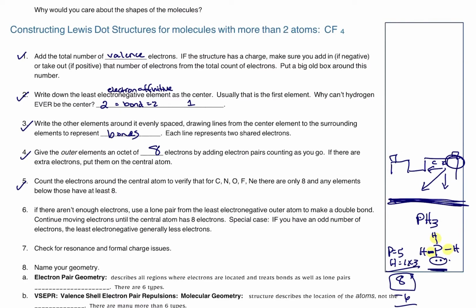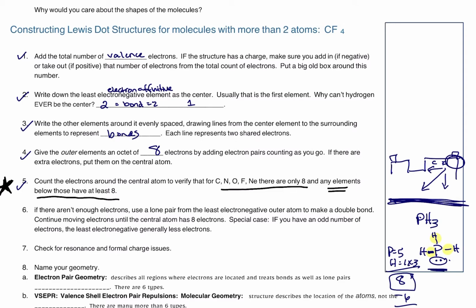We're just going to emphasize a little variation on this rule right here. If you remembered, and you've already practiced this, when you have extra electrons, I'm going up to this rule: if you have the extras, you just put them on the central atom. So you've already done practice with that. If you look at the fifth rule, count the electrons to verify that there are only 8 for those ones. And any elements below can have at least 8.